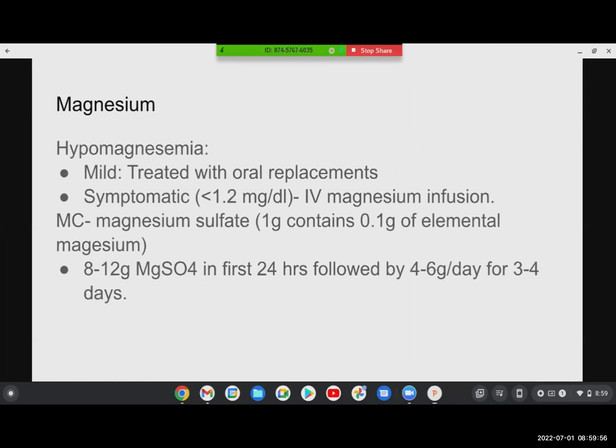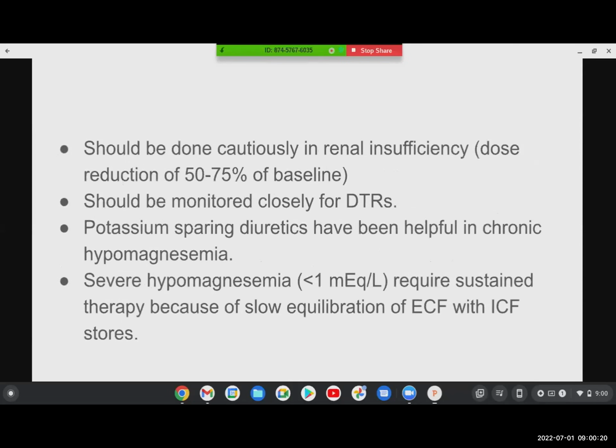Magnesium correction. Hypomagnesemia, if mild, is treated with oral replacements. Symptomatic hypomagnesemia is treated by magnesium infusion. Most common treatment is by magnesium sulfate, where 1 gram contains 0.1 gram of elemental magnesium. 8 to 12 gram of magnesium sulfate in first 24 hours is given, followed by 4 to 6 gram per day for 3 to 4 days. But it should be done cautiously in renal insufficiency, and dose should be reduced by 50 to 75% of baseline.